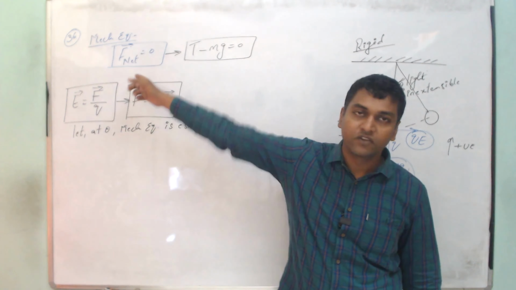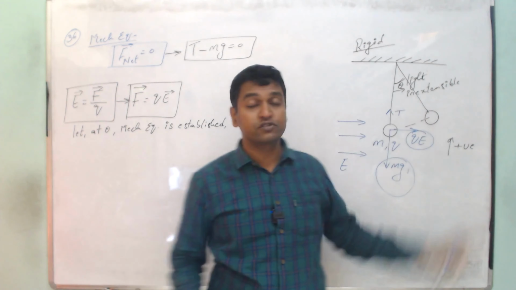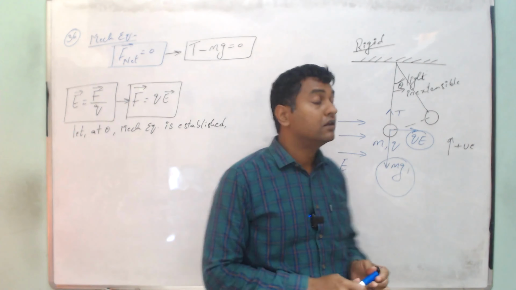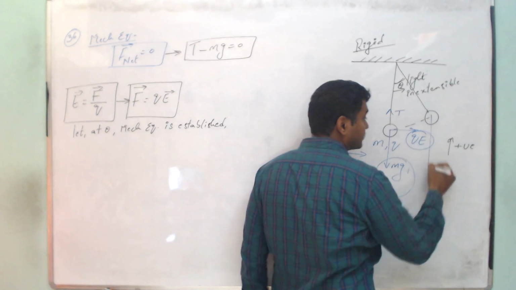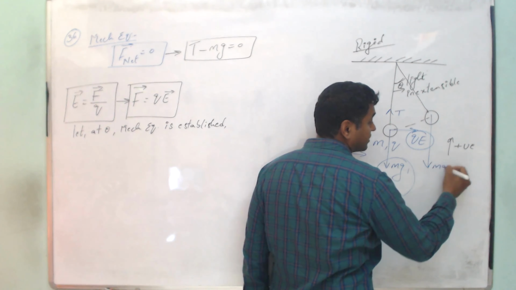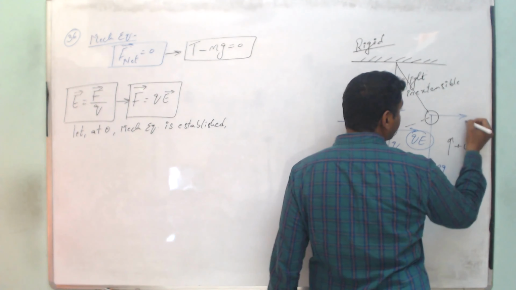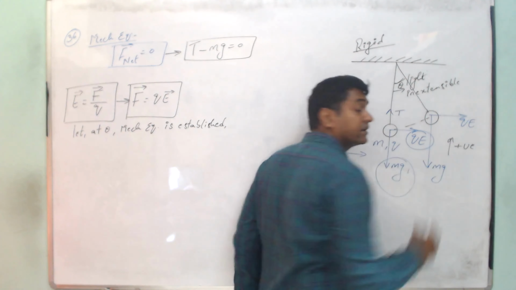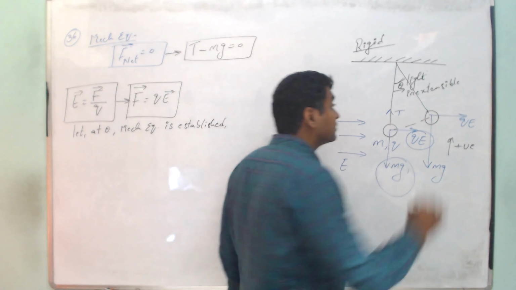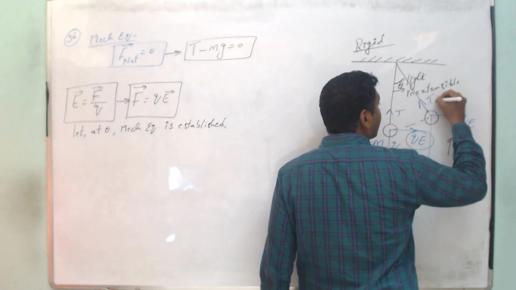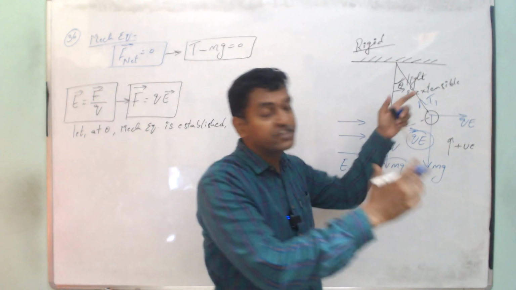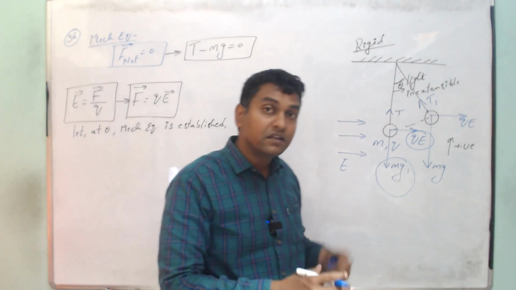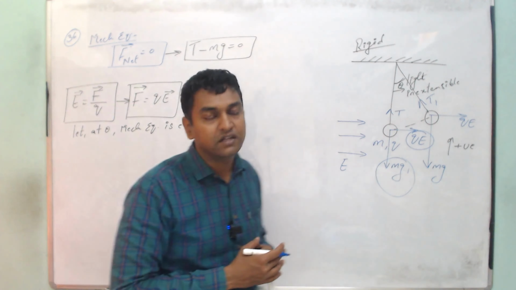Correct? Yes. Now let us understand what all is happening at that position. There is a mg gravitational force in the downward direction. There is QE electrostatic force towards the right side. There is a new tension force T1. Earlier it was T, but because the string has changed its angle, there will be a new tension force T1. Is this clear?